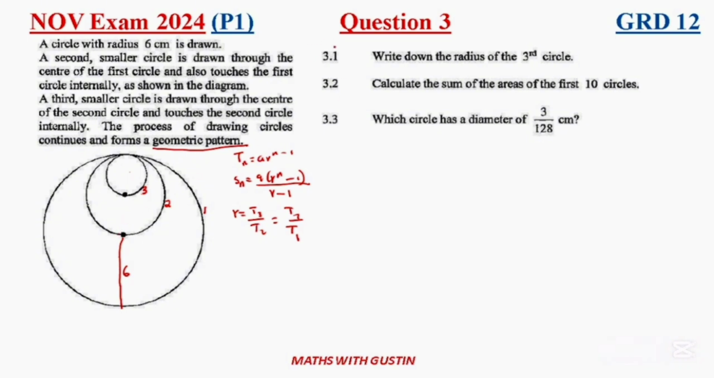So therefore, let's go to 3.1. I hope we understood the question, guys. I hope we're together here. 3.1 said write down the radius of the third circle.